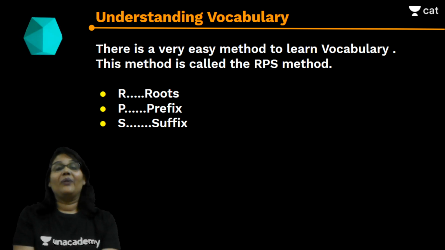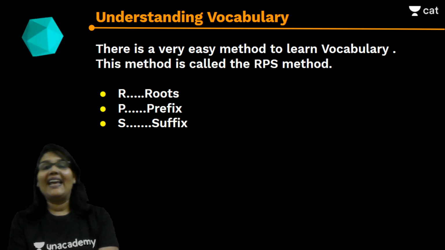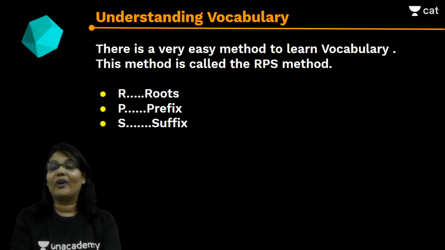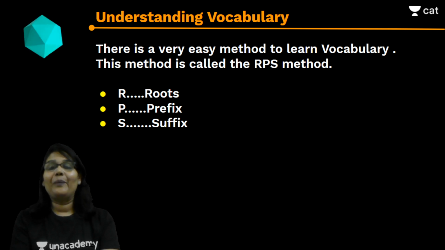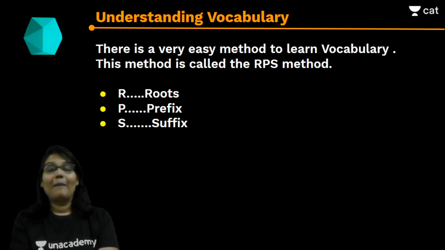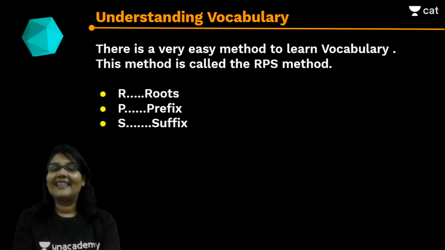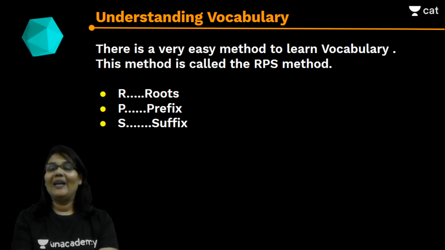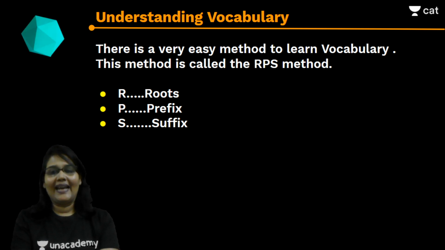Now there is a very easy method to learn vocabulary. Now this is called the RPS method. Now what is that? R is for roots, P is for prefix, and S is for suffix. Okay? Just look at this for a minute and then I will move on to the next slide.